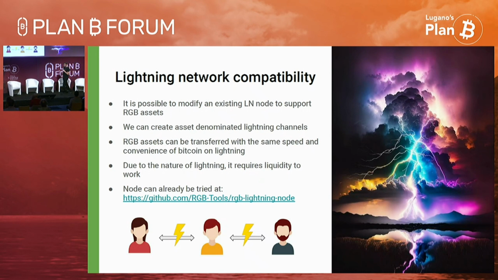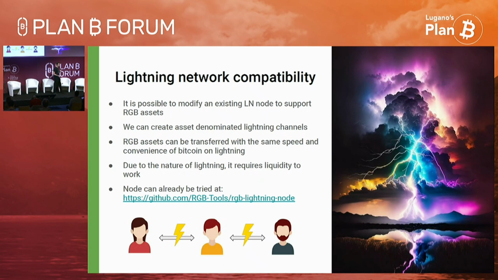So it is possible to modify an existing Lightning node to support RGB assets. And it's just a matter of how much modularity the Lightning node already has. But if it's already quite modular, it can be not so hard. So in our case, with our team, we built a Lightning node that supports RGB assets based on LDK. And LDK happened to be already quite modular, and it is also written in Rust, which is the same language that we use for most of RGB stuff.